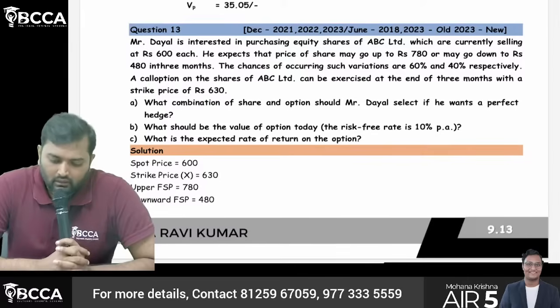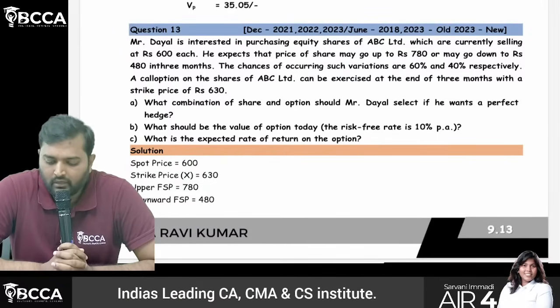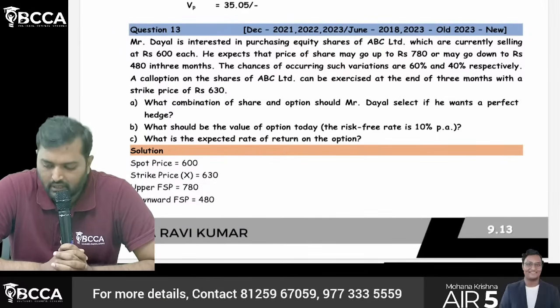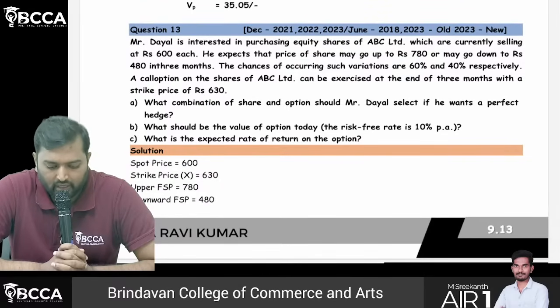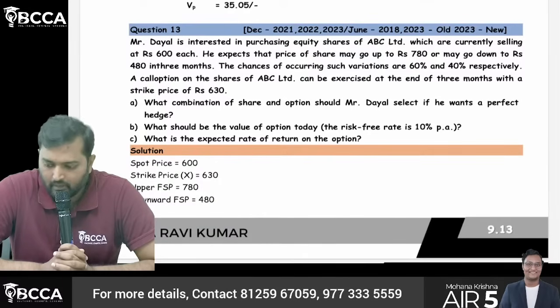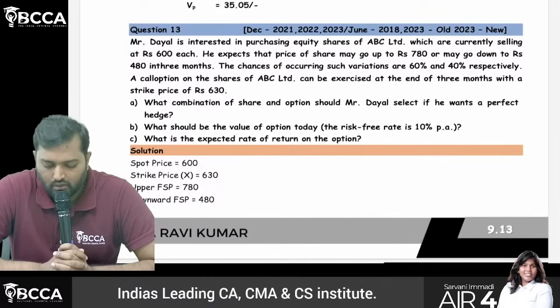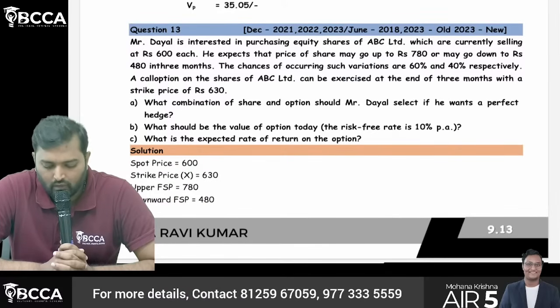Mr. Dayal is interested in purchasing equity shares of ABC Limited, which are currently selling at rupees 600 each. He expects that the price of a share may go up to rupees 780 or may go down to 480 in 3 months. The chances of occurring such variations are 60% and 40% respectively. A call option on the shares of ABC Limited can be exercised at the end of 3 months with a strike price of rupees 630. What combination of a share and option should Mr. Dayal select if he wants a perfect hedge? What should be the value of option today?